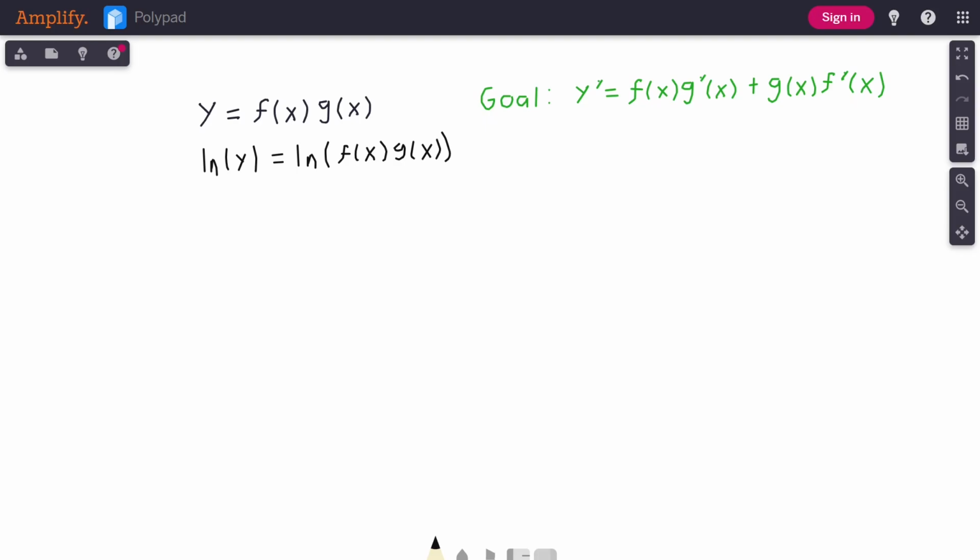Why did we do that? Well, the reason is, look inside here. Inside here, we have a product inside of the natural logarithm. We can use the properties of logs to split that up into the natural log of f of x plus the natural log of g of x. So let's go ahead and do that. The right-hand side, by the properties of logs, is going to be the natural log of f of x plus the natural log of g of x.